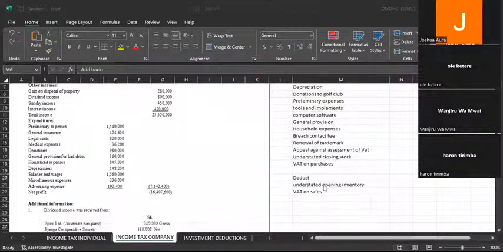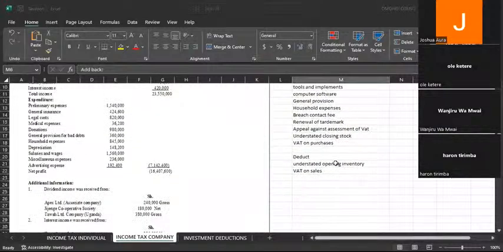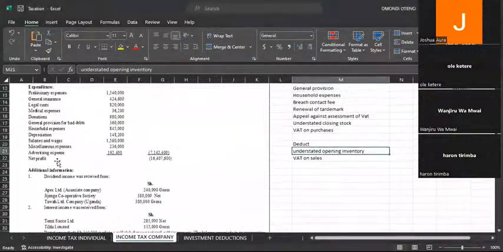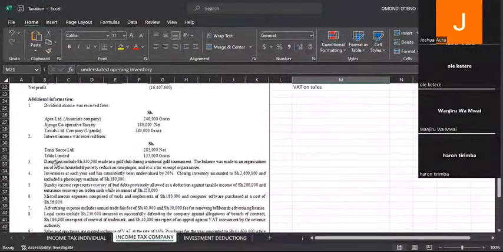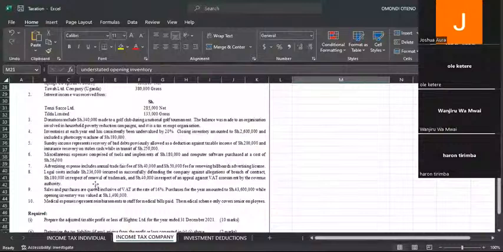Let's look at what we have here. So, understatement of opening stock. Do we have anything about opening stock? So you're being told that opening stock is 1,400,000.